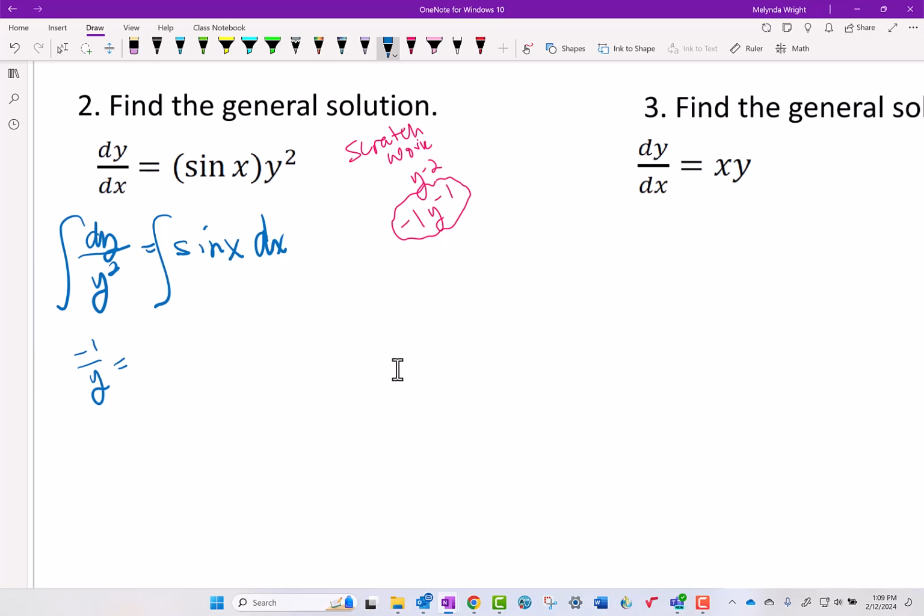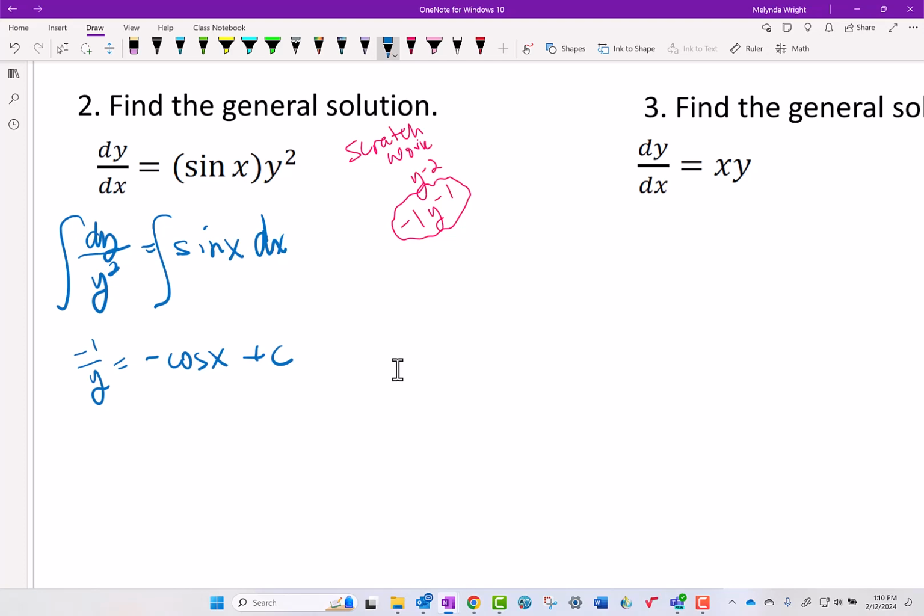Okay, so the right side, I need to think. The trig, it's kind of tricky. So what would I have taken the derivative of to have gotten a positive sine? I would have taken the derivative of a negative cosine. That's what I would have taken the derivative of. And then I got my plus c. Okay, if we had information on c, we would find it right now. But we don't. So we're required to solve.